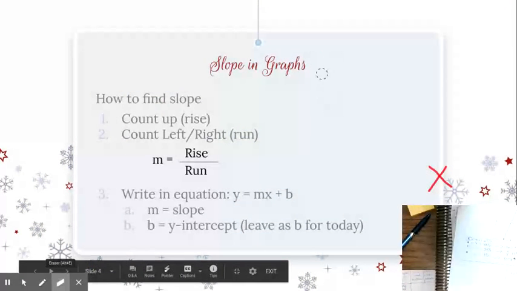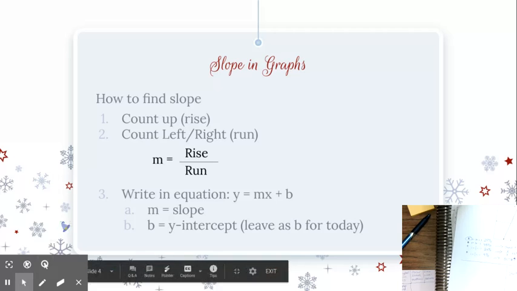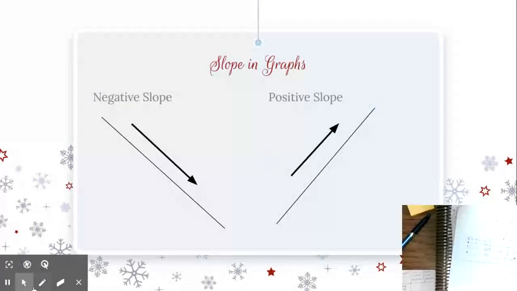And then we also want to remember when we're finding slope on a graph, we do rise over run. That means we go up and down and then side to side first. I know some of you are struggling with that, but that's what we want to remember. Up and down and then side to side. And remember, slanting down from left to right is negative and slanting up from left to right is positive.